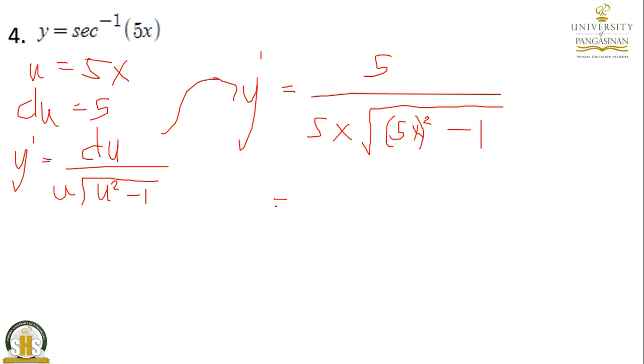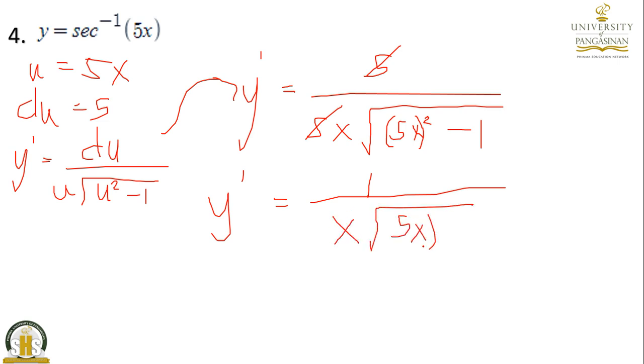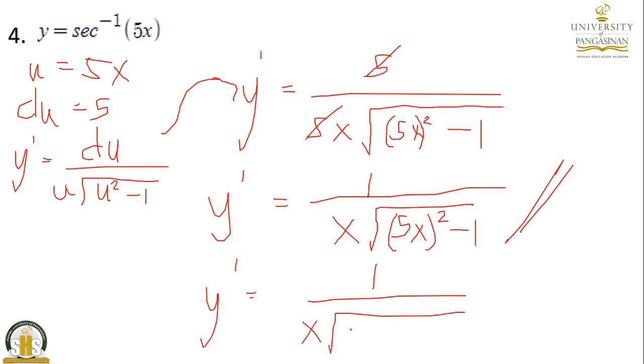Next is, pwede pa natin siyang i-simplify. Yung 5 and then yung 5. Since monomial sila, 5 and 5x, pwede siyang i-divide by 5. And 1 all over x. Tapos magiging 5x squared minus 1. So, pwede na yan, yung 1 all over x times the square root of 5x squared minus 1. Or, pwede rin siyang magiging 1 over x tapos square root of 25x squared minus 1. Pwede rin yan.